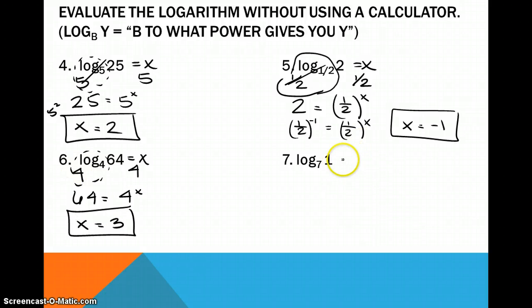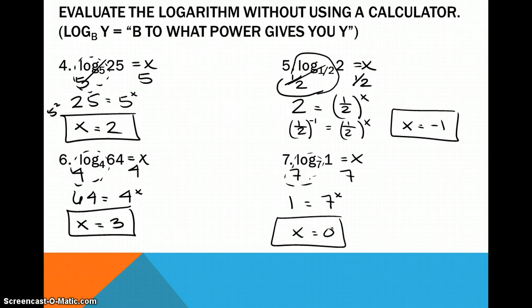Okay, last example. This is equal to x, so you're going to exponentiate to the base of 7. These cancel out, and I have 1 is equal to 7 to the x. So 7 to what power gives you 1? If you said 0, you are correct. There you go. That is your introduction to logarithms.